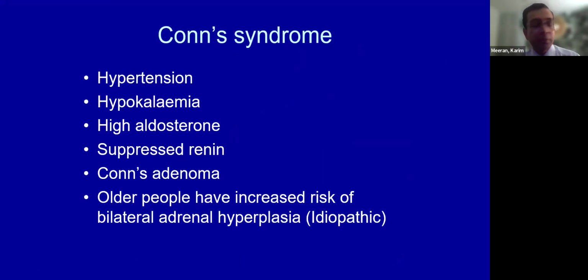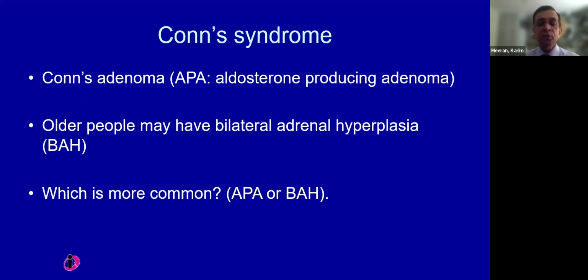And some people, as first described, they're young, have a Conn adenoma, but older people have a risk of bilateral adrenal hyperplasia. And so the question you're being asked is, which is more common, an APA, that's a tumor that you can see, or is it just bilateral adrenal hyperplasia, nodular bi-adrenals, both making aldosterone? And the second question is, which is more common? Okay, adenoma, or, and let's see what you will vote.